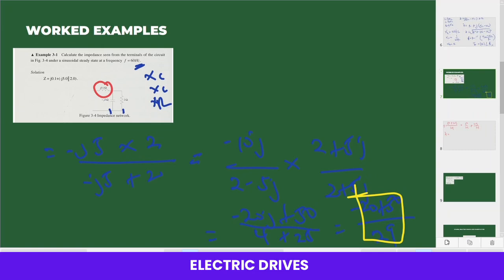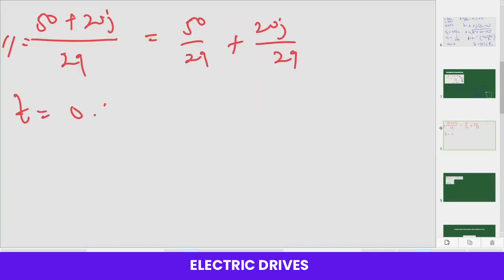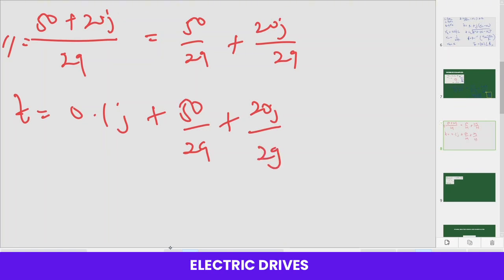That's 0.1j. So it's going to be 0.1j plus this, because we've resolved the parallel connection and we have this value. So 20j all over 29. Then by simplifying this, let me punch it into the calculator.